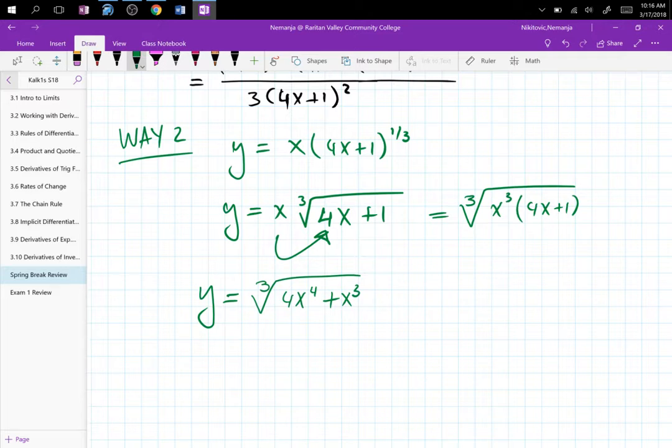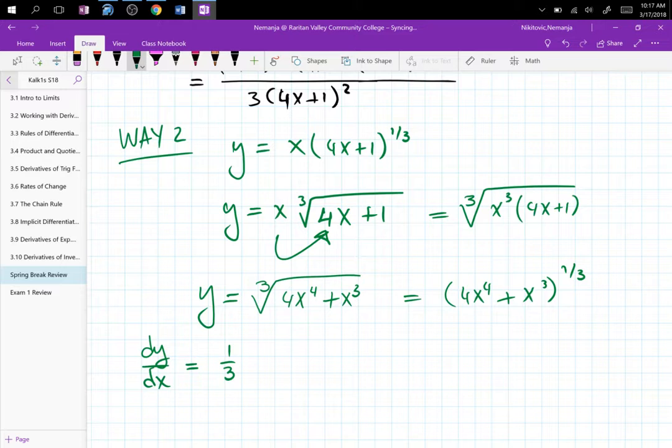And now you go and you take a derivative. So dy dx is equal to, well, you can first copy this, and then you have your 1/3 times 4x to the 4 plus x cubed to the negative 2/3 times the derivative of the inside, which is 16x to the 3 plus 3x squared.